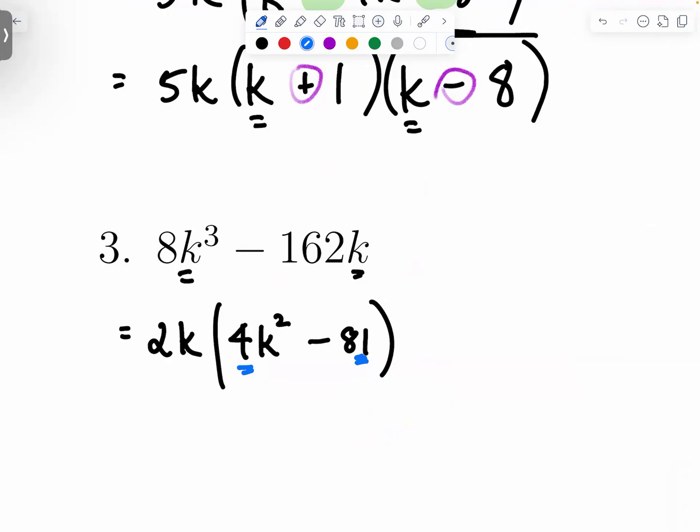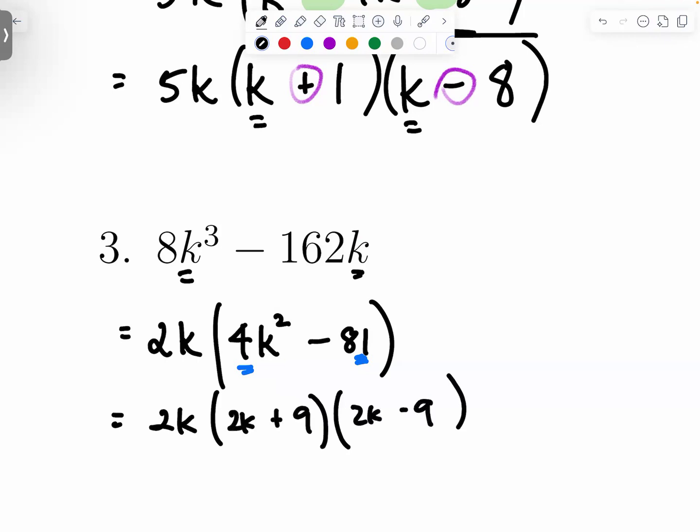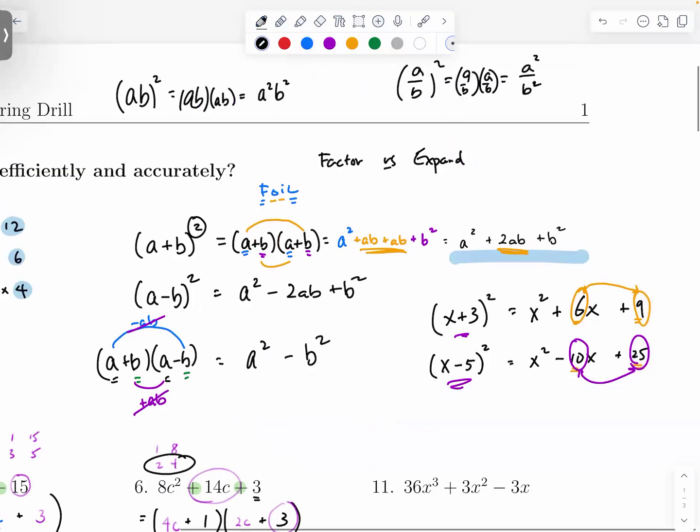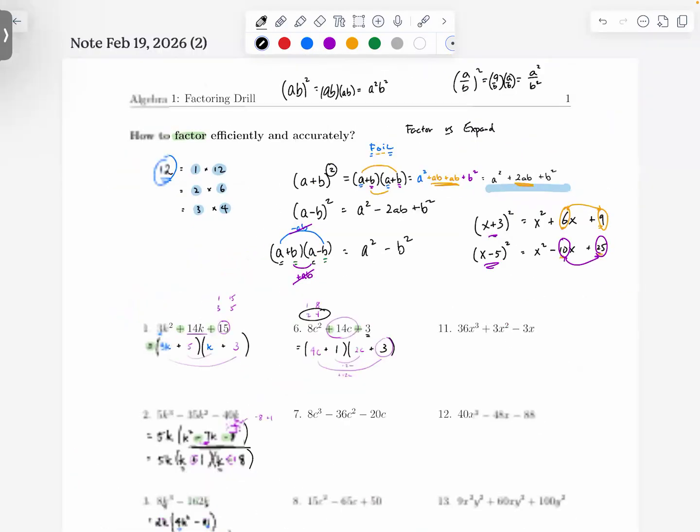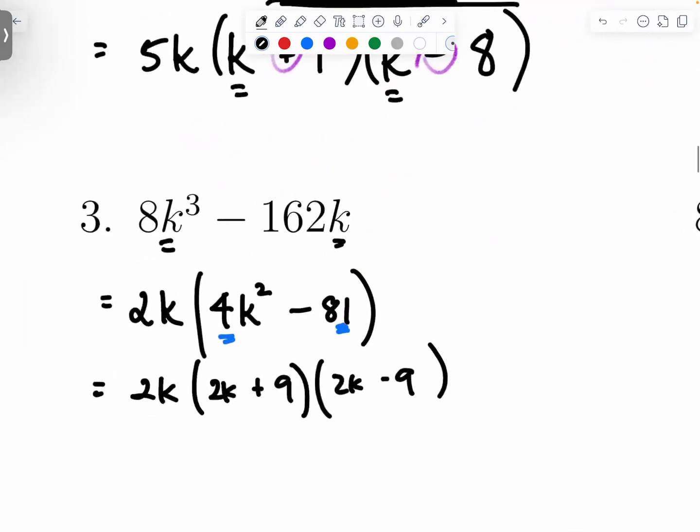Now, I'm going to give you the answer and see if you get it. The answer is, 2k stays there. 2k plus 9, 2k minus 9. All right, take a look. How do we know these two factors? Number one, these are perfect squares. Earlier, we talked about this: a squared minus b squared can be factored going to the left, being factored into a plus b, a minus b. So the vision that you're going to have here is the following.